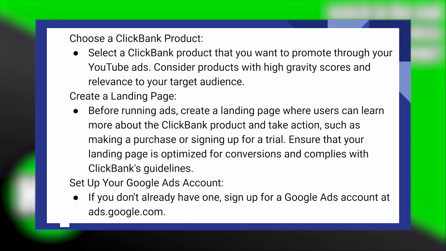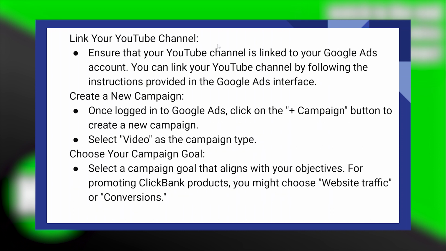If you don't already have one, sign up for a Google Ads account at ads.google.com. Ensure that the YouTube channel associated with your real estate business is linked to your Google Ads account. You can link your YouTube channel by following the instructions provided in the Google Ads interface.